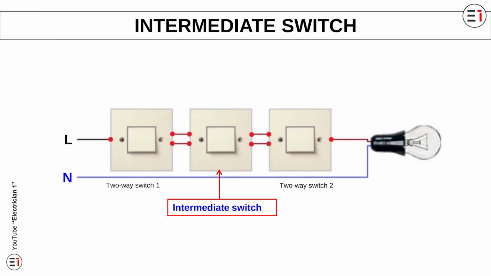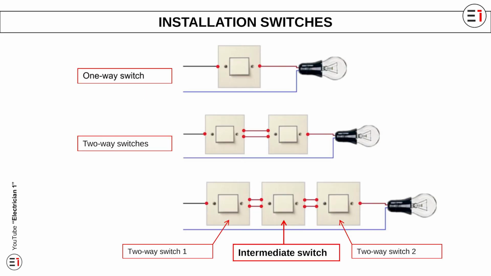The intermediate switch is used in electric lighting circuits when it is necessary to turn on one light bulb from more than two places, and is always located between two-way switches. There is one two-way switch on the ends and an intermediate switch between them. Let's take a look at the various types of switches we can install in general.